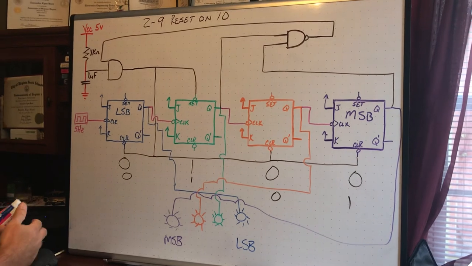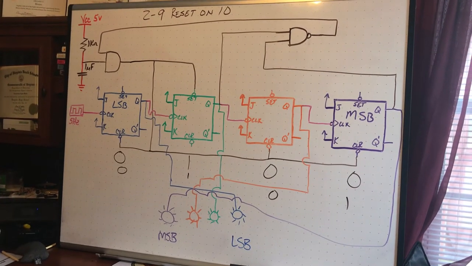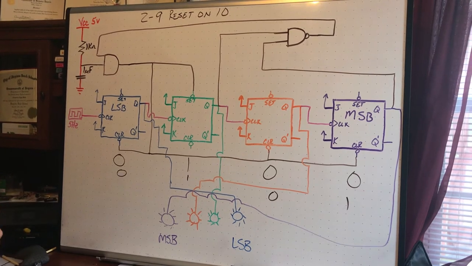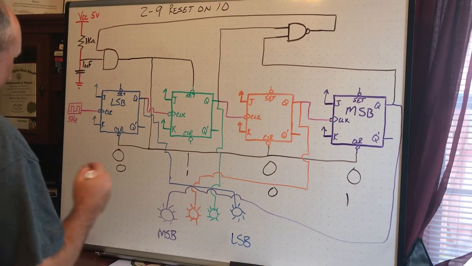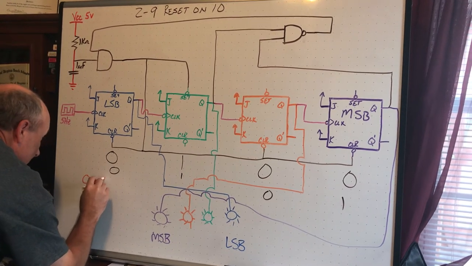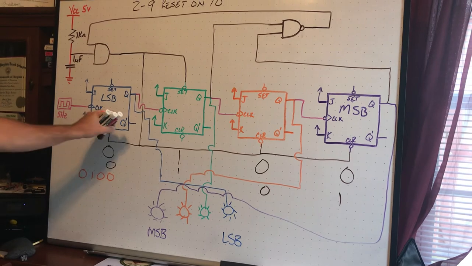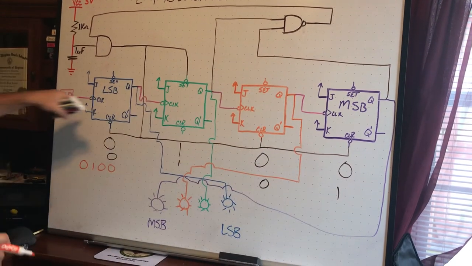Now, the question is, does it work? So we're going to walk through it and see. So the first number I have, and I'm going to draw it over here, is 0, 1, 0, 0. That's 2. 0, 1, 0, 0, because I'm going this way.